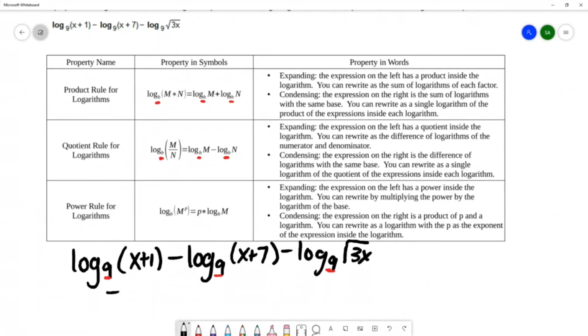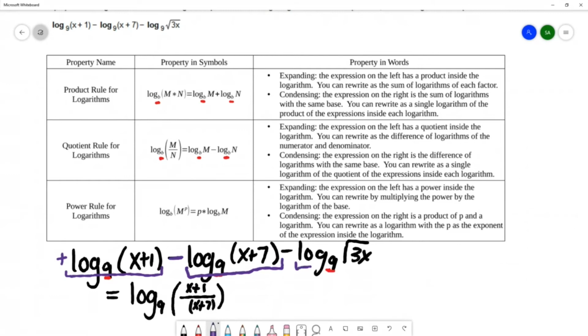So I'm going to condense this to a log base 9, and this log term has a sign that is positive in front of it. No sign is written, so we assume it to be positive. And so when I condense, that x plus 1 will go into the numerator. The next term has a negative in front of it, and that factor will go into the denominator, x plus 7.